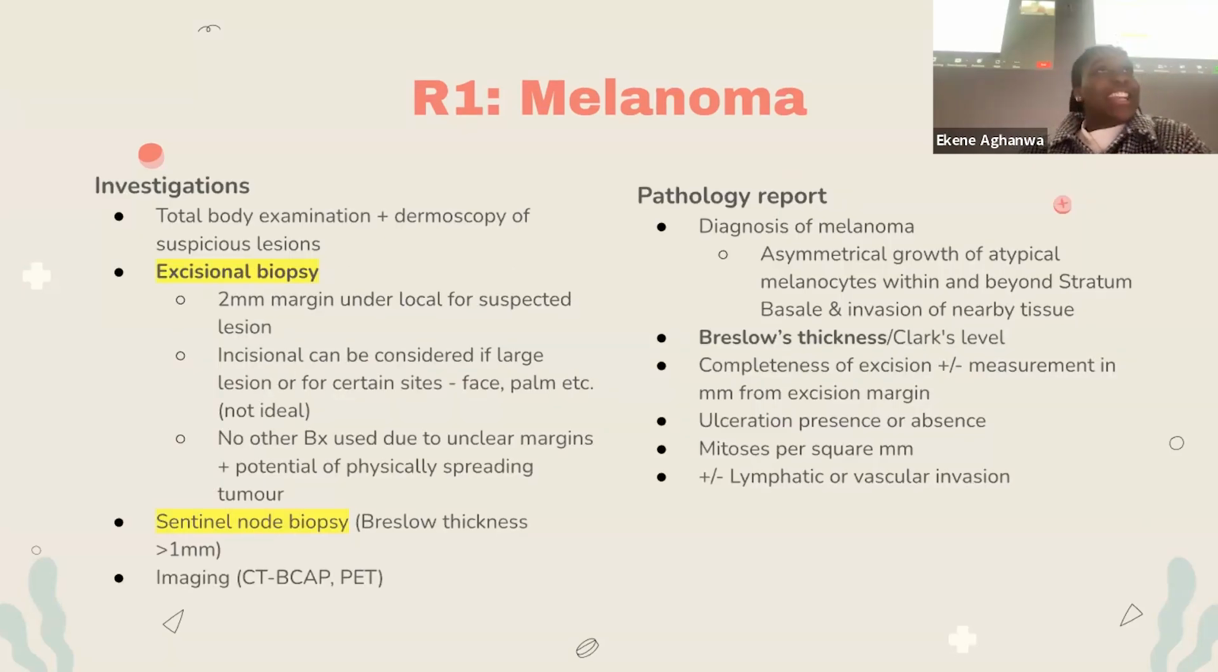So for investigations, you can do a total body examination looking for other potential lesions, and you do dermoscopy of anything that looks suspicious. You'll do an excisional biopsy, and you'll also do a sentinel node biopsy, because remember, melanomas can metastasize. You can also do imaging, something like a full body CT or PET scan, looking for mets too. This is also just like a pathology report if it is a melanoma.